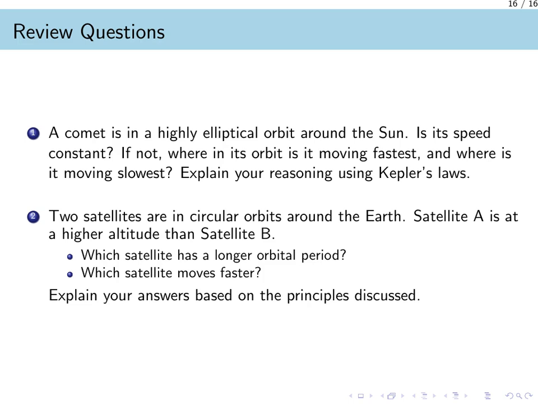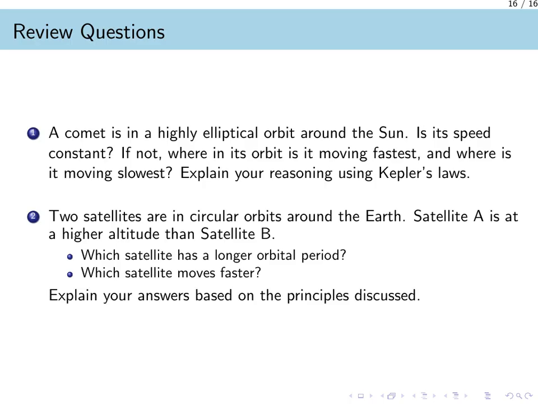First, consider a comet in a highly elliptical orbit around the Sun. Based on Kepler's laws, would you expect its speed to be constant throughout its journey? If not, think about where in its long, oval-shaped path it would be traveling the fastest, and where it would be moving the slowest. Next, let us imagine 2 satellites, A and B, in perfectly circular orbits around the Earth.